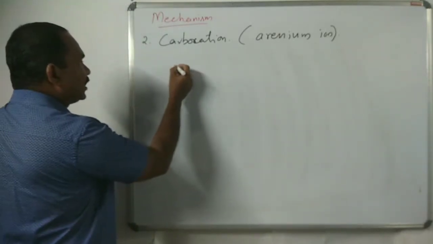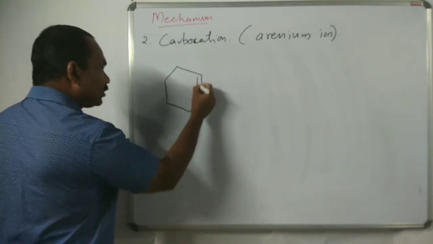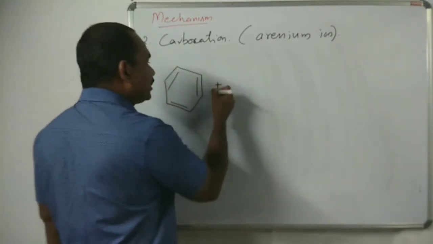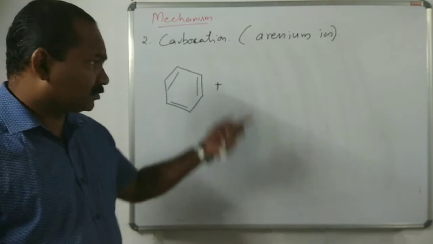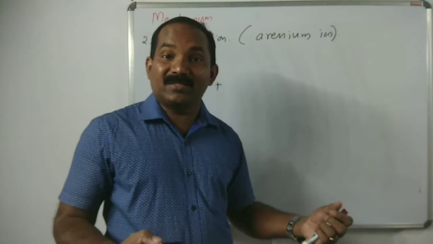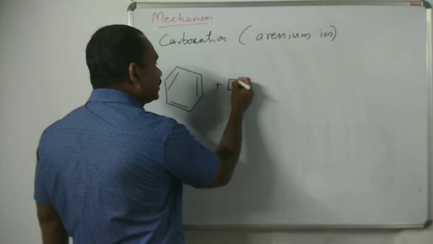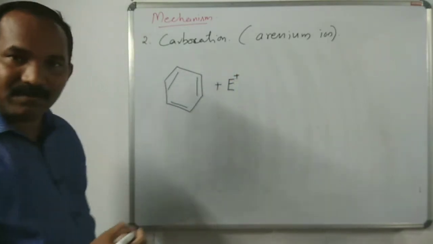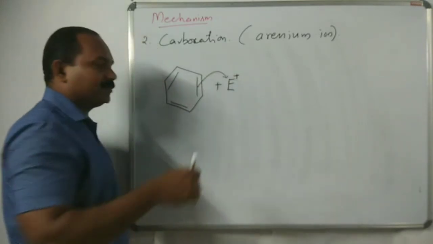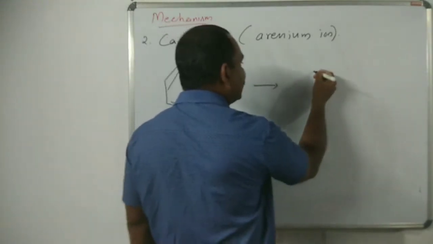So here we take benzene. And generally we can take E plus. There are many E plus: Cl plus, NO2 plus, CH3 plus, CH3CO plus, like that. So for generalization we take E plus, electrophile. And this pi electron is donated to the electrophile. Pi electron given to the electrophile. We get an intermediate.